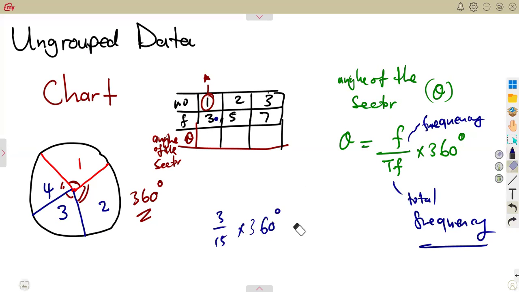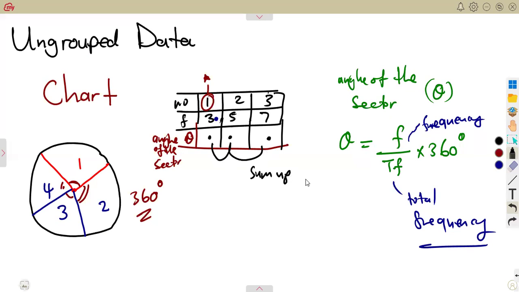You calculate each and every angle corresponding here. And these angles that you have calculated must sum up to 360 degrees. They must add up to 360 degrees. If they do not add up to 360, it means your calculations are wrong, because they were calculating out of 360. So they must add back up to that 360 degrees.